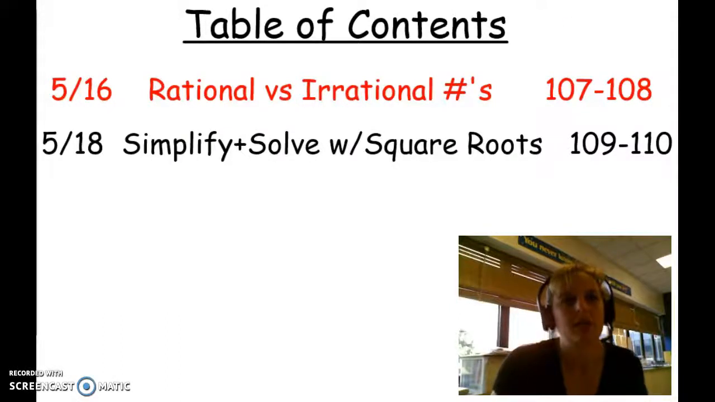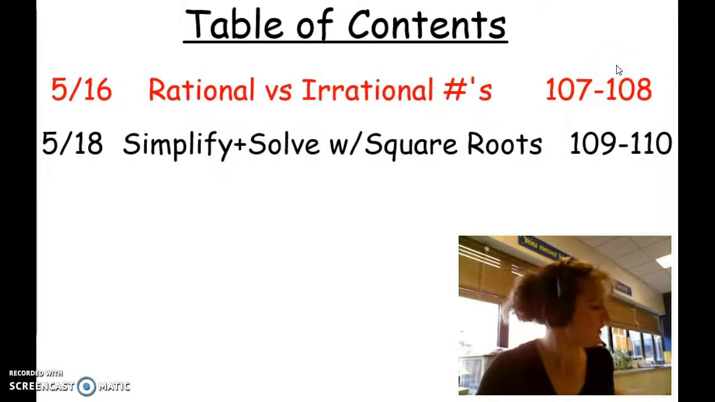Okay, ladies and gentlemen, we're going to do our video lesson today on rational versus irrational numbers, and we're going to try this webcam. Hopefully it won't be too distracting for you. So if you haven't already, fill out your table of contents. Page 107 and 108 is going to be where we tape in our notes on rational and irrational.